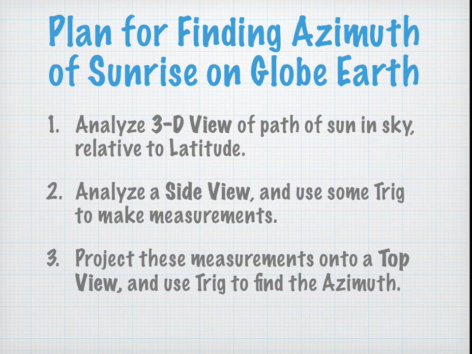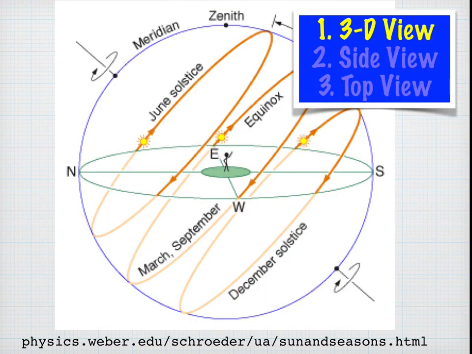Then we're going to project those measurements onto a top view and finish up with some more trig to find the actual azimuth. And believe it or not, I figured all this stuff out on my own, so if you think it's wrong, just try to tell me where I'm wrong, because I literally just derived these calculations.